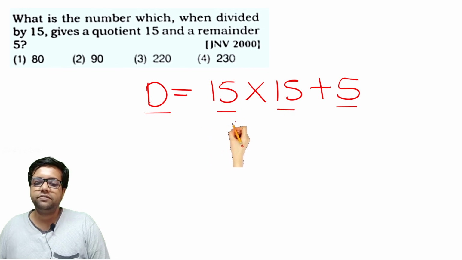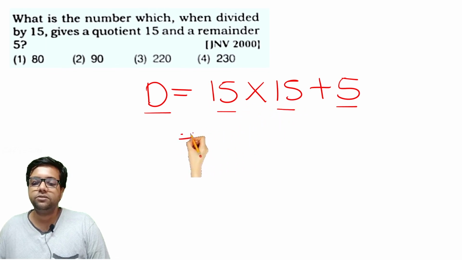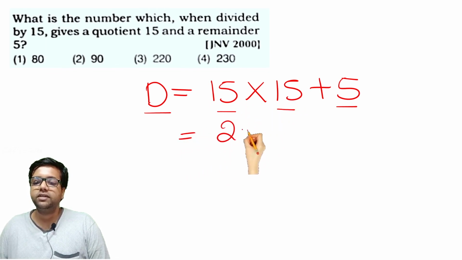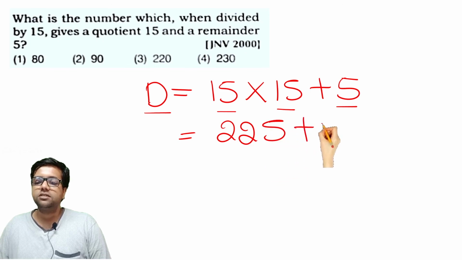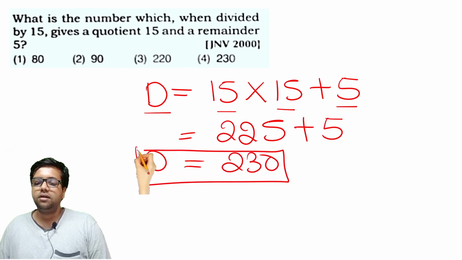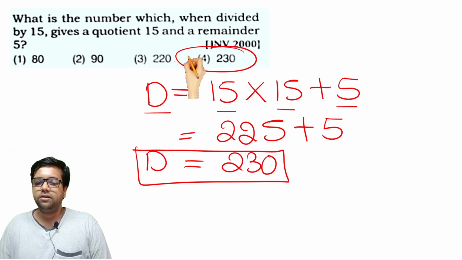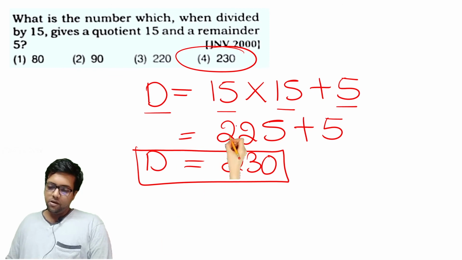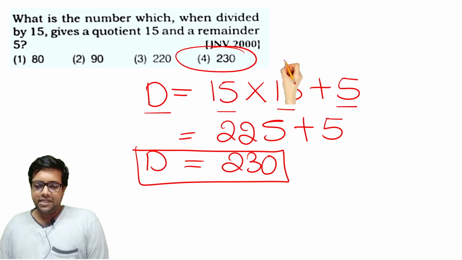So 15 into 15 is your 15 square. 15 into 15, you should know 15 square. 15 square is 225. 225 plus 5 is 230. So the number which we want to find is 230, which is available in your option number 4. Therefore, option 4 is your right answer.